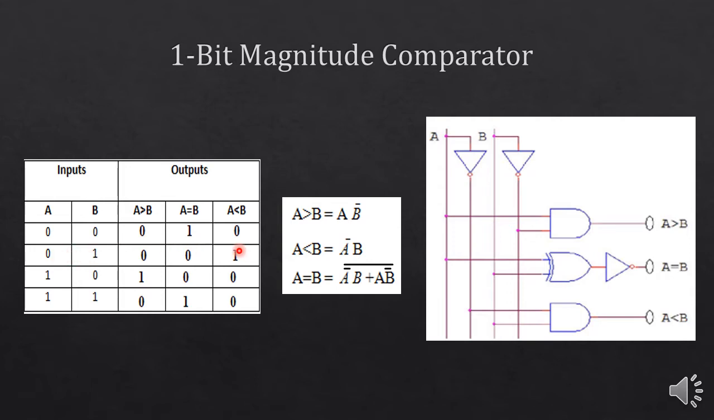This condition is true. Moving on to the next input, which is A equal to 1 and B equal to 0. Here A is greater than B, so this condition is true while the remaining two are false. When we compare 1 with 1, both numbers are equal, so A is equal to B. We can derive these equations using the truth table, and from the truth table we can implement this circuit.